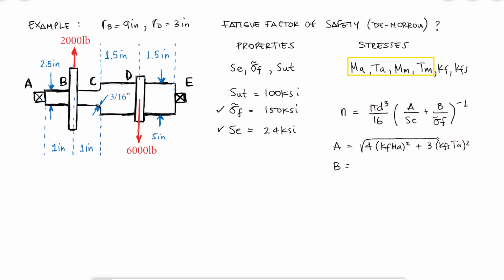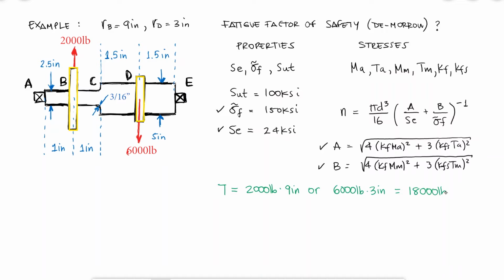The internal torque from B to D can be found by multiplying the tangential force on the gear times its radius for any of the two gears. If the torques were not the same at the two gears, the sum of torque would not be zero, and therefore the shaft would be accelerating or decelerating.